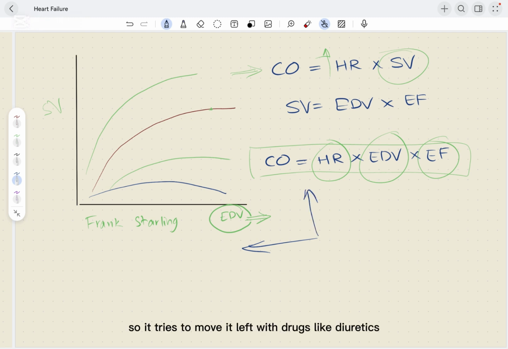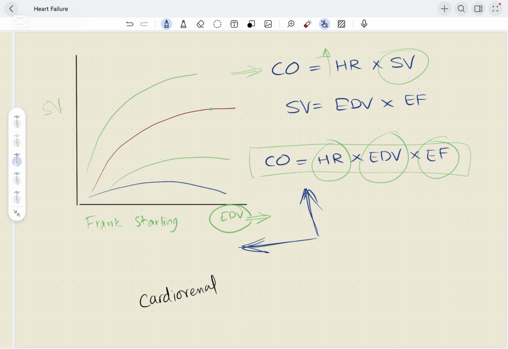So it tries to move it left with drugs like diuretics, and it tries to move it up with drugs like inotropes. One more aspect of pathophysiology in heart failure that we should be aware of is something known as cardiorenal syndrome. Basically, it is worsening renal function due to acute heart failure, and acute cardiorenal syndrome occurs in about 40% of the cases with heart failure.